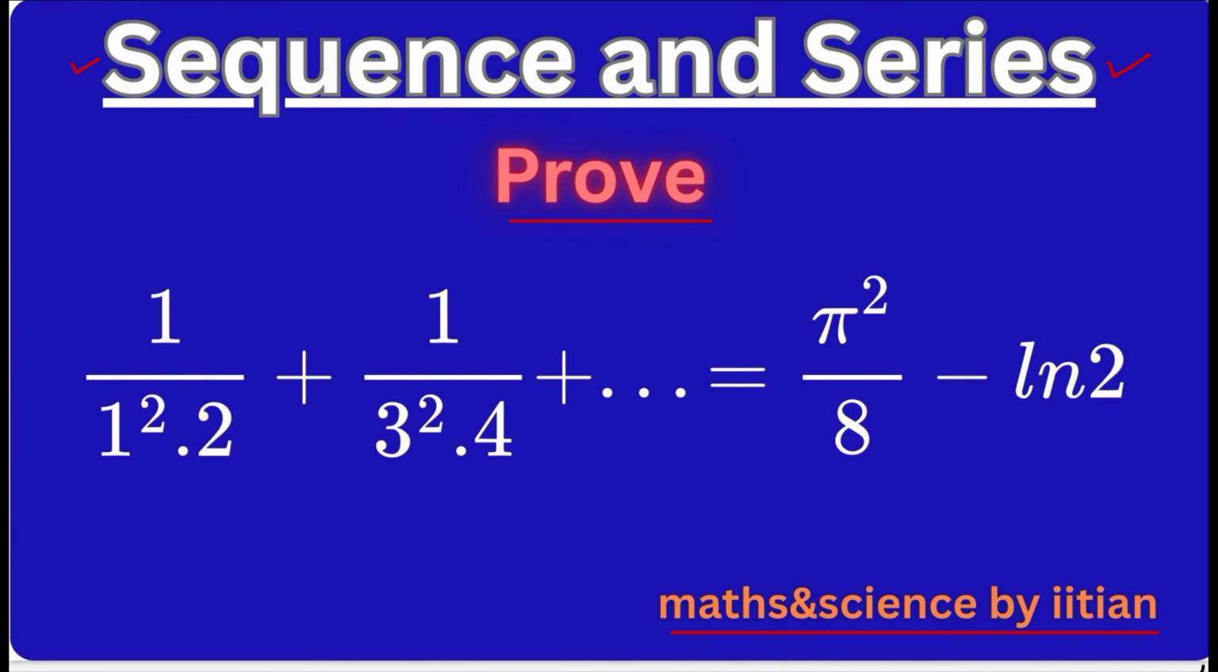And in this I have taken up another series, that is 1 by 1 square into 2 plus 1 by 3 square into 4 plus 1 by 5 square into 6 up to infinity is equal to pi square by 8 minus ln2.